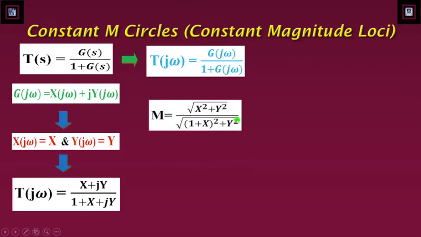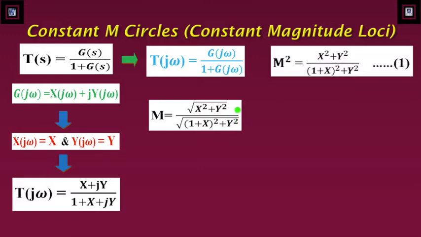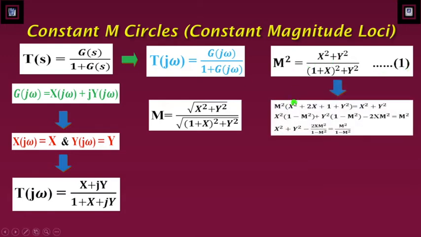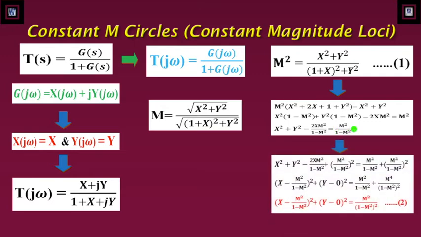Taking magnitude, then squaring of both sides. Then these are multiplied, then divided by 1 minus m square on both sides. Then adding m square by 1 minus m square whole square, this term, to both sides. Then equation 2 is the equation of a circle.